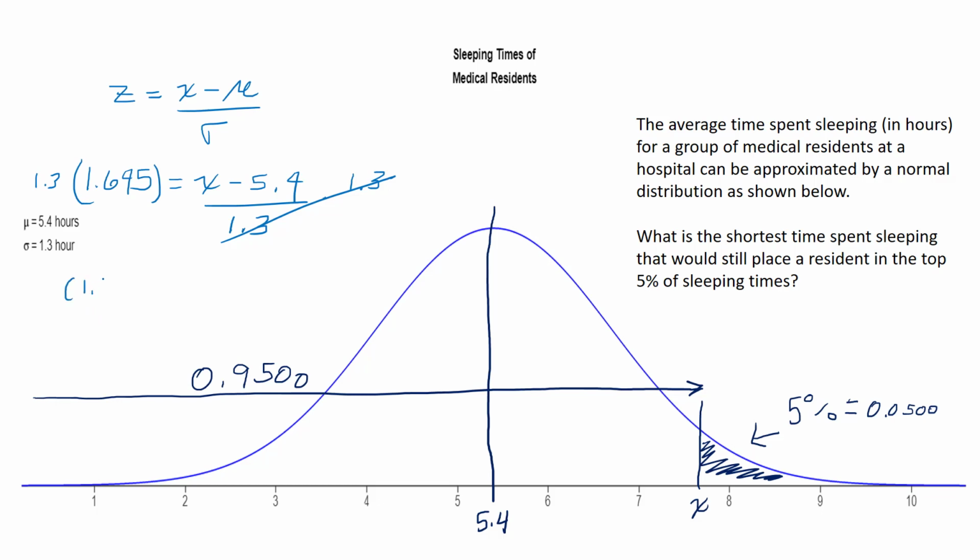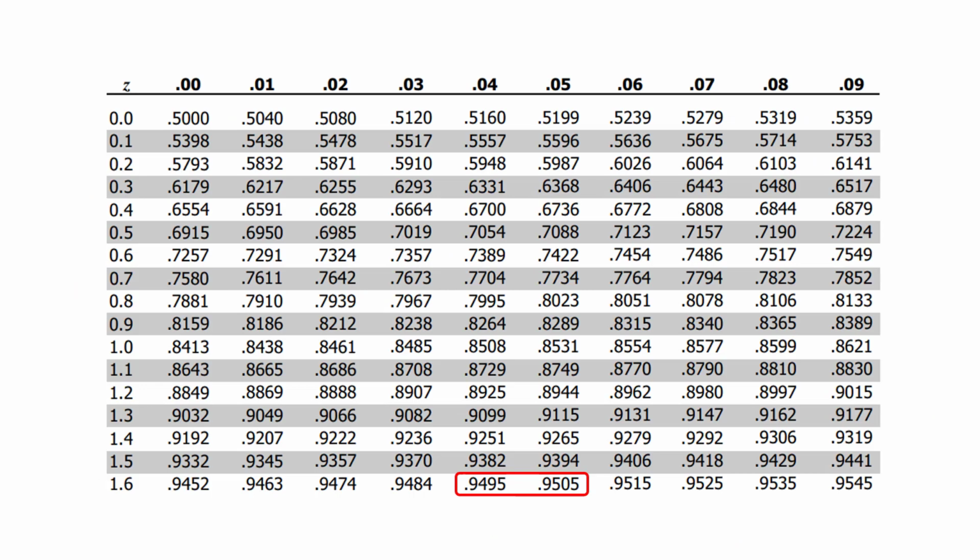And then you end up with adding 5.4 to both sides. And when you do that, you should get 7.54. So that's the actual X value right there, 7.54. Okay, let's look at another one.